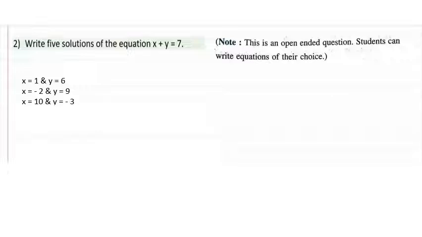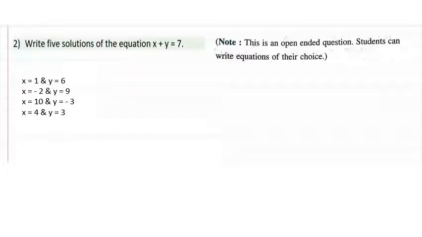If x is equal to 10, y will be equivalent to minus 3. Why? Because 10 minus 3 is plus 7. So x plus y will be 10 plus, inside the bracket, minus 3. Plus minus gets opened up, plus into minus is minus. So it will be 10 minus 3, and 10 minus 3 will be plus 7.